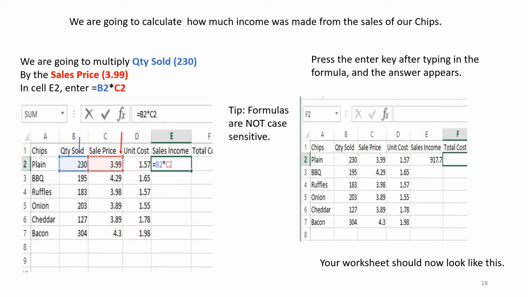We are going to calculate how much income was made from the sale of our chips. We are going to multiply quantity sold, 230, by the sales price, $3.99. In cell E2, enter equals B2 asterisk C2. Tip: formulas are not case sensitive. Press the enter key after typing the formula and the answer appears. Your worksheet should now look like this.